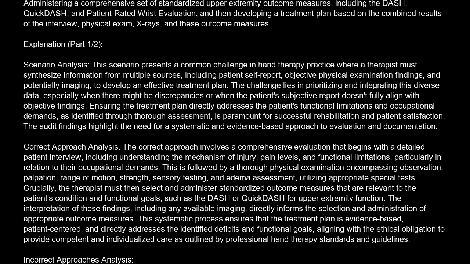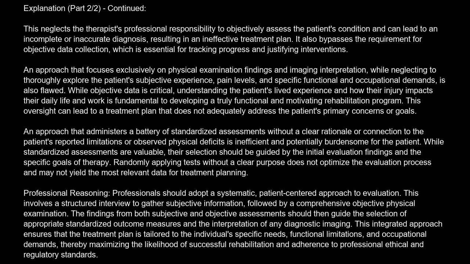Incorrect approaches analysis. An approach that solely relies on the patient's subjective report without a comprehensive physical examination and objective measurement of functional limitations fails to meet the standard of care. This neglects the therapist's professional responsibility to objectively assess the patient's condition and can lead to an incomplete or inaccurate diagnosis, resulting in an ineffective treatment plan. It also bypasses the requirement for objective data collection, which is essential for tracking progress and justifying interventions.